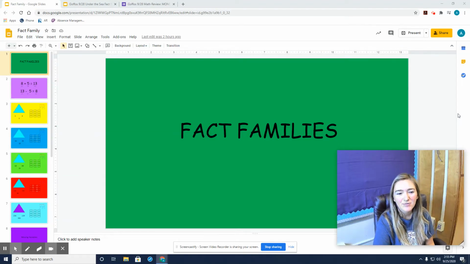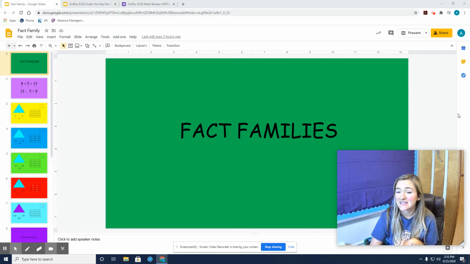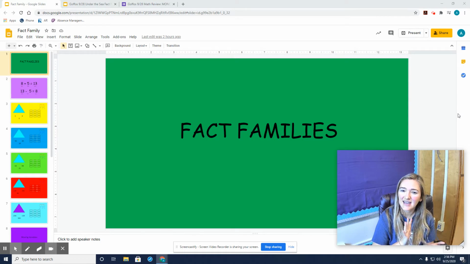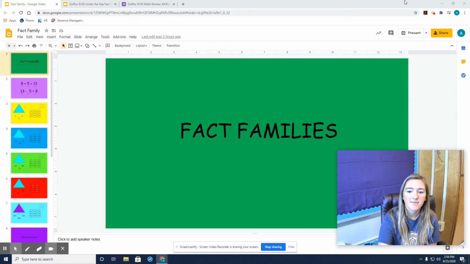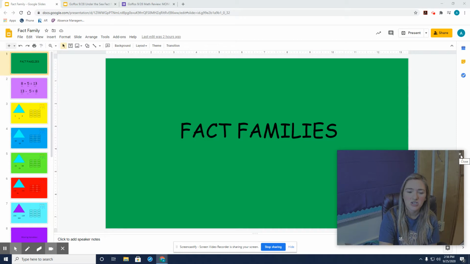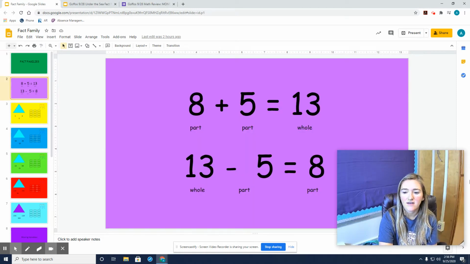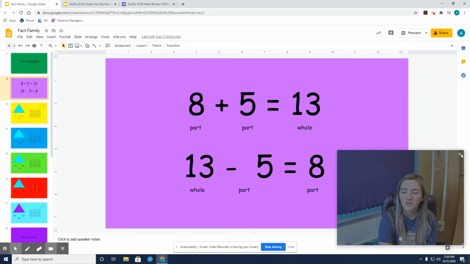Hi everybody, today we are going to start talking about fact families with addition and subtraction. You probably touched on this in first grade and second grade, and so we're going to touch on it again, so it might be a little review, but that's okay. So first we're going to start talking about the parts of an addition and subtraction problem.